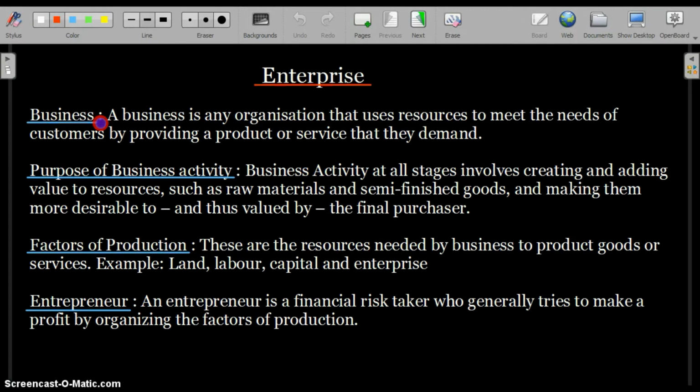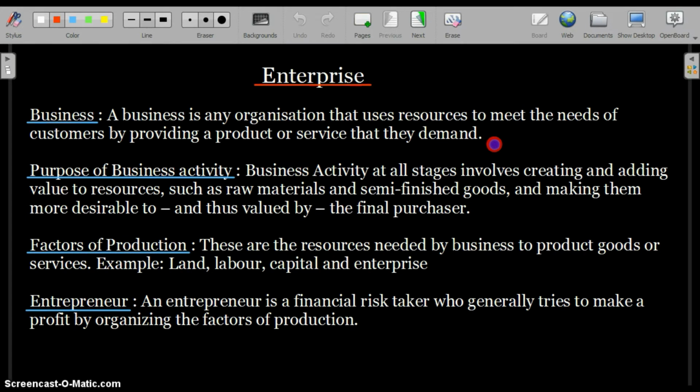Now the first thing that comes into our mind is, what is a business? What is the basic definition of a business? So I have written over here, a business is basically any organization that uses resources to meet the needs of customers by providing a product or service that they demand.